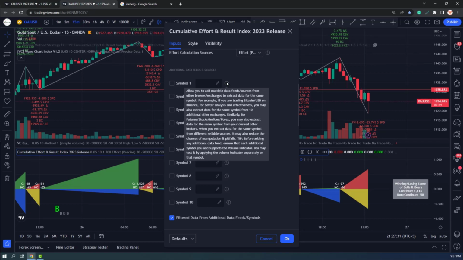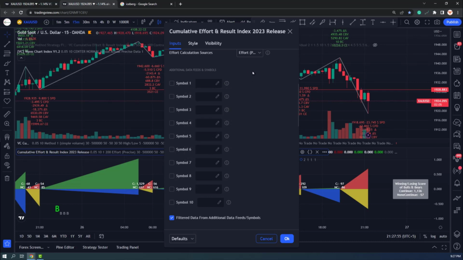There is a tip here that I have mentioned. Before adding any additional data feed, ensure that each additional symbol you are adding supports the volume indicator. You may test it by applying the volume indicator separately on that symbol. So this is a quite precise example. Okay, let's see how it impacts our results.